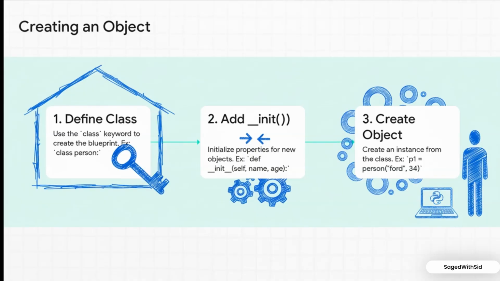So how do we actually use this blueprint? Well, it's basically a three-step process. First, you define the blueprint itself using the class keyword. Second, inside that class, you create a special __init__ method. You can think of this as the instruction manual for what to do the second a new object is created. And finally, you actually build it. You create an object or an instance from that class.